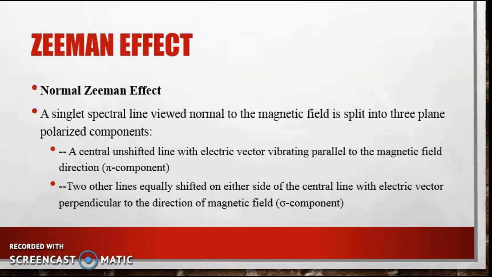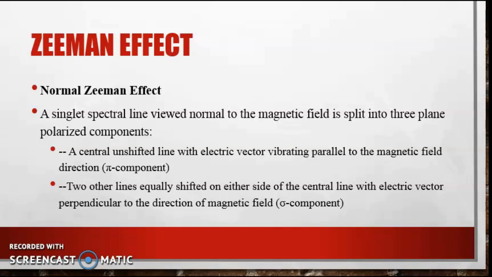When we observe a singlet spectral line, that is a spectral line due to transition from some higher energy level to the lower energy level, in absence of any magnetic field, this is a singlet spectral line. But when the same situation is viewed in presence of magnetic field, normal to the magnetic field, we see that that singlet spectral line is split into three plane polarized components.